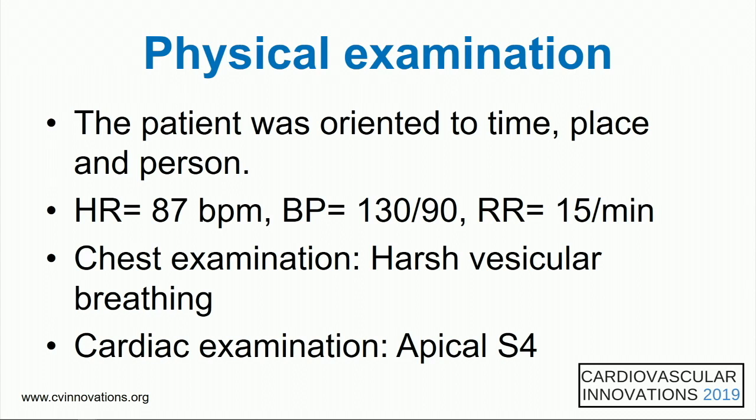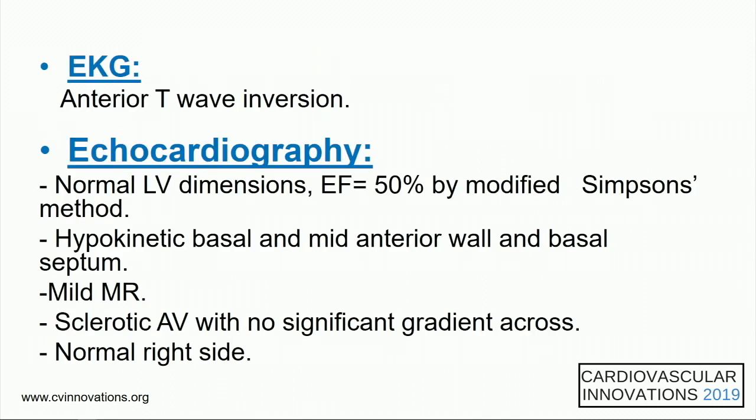The patient was oriented to time, place, and person. Heart rate was 87 beats per minute, and blood pressure was okay. Respiratory rate 15 per minute, and chest examination showed harsh vesicular breathing, and an apical S4 was noticed. His EKG showed anterior T-wave inversion, and the echocardiography showed normal LV dimensions and fair LV function. It was 50% by modified Simpson's method with hypokinetic basal and mid-anterior wall and basal septum, mild mitral regurgitation, and sclerotic aortic valve with no significant gradients, normal right side.